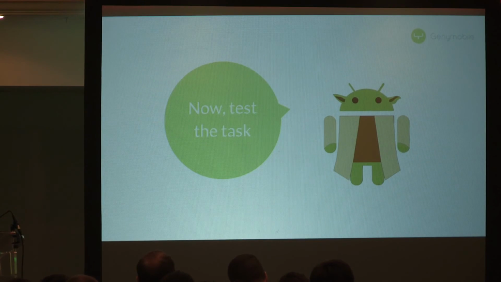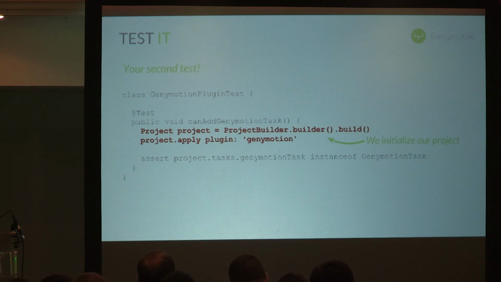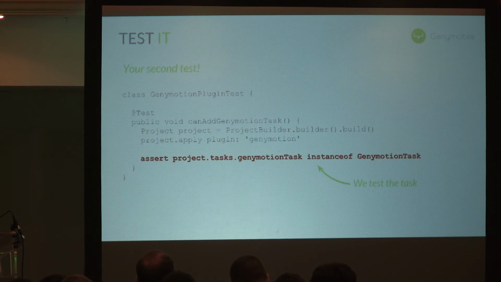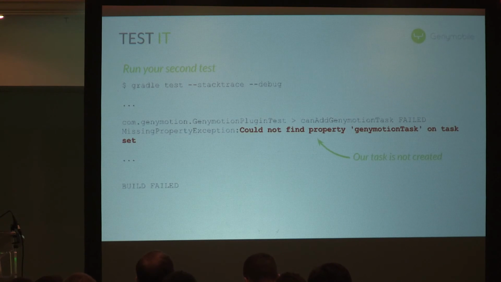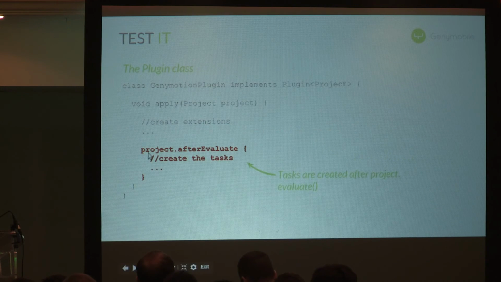But that's not enough, because this is just the extension. You also have to test that your task will be created and injected into the task graph in the right way, right? So let's see how we can do it. We stub our project like this, and we assert that the Genymotion task is the right instance. And actually, it fails. Why? Because my Genymotion task is not created in the apply function. Do you remember? The apply method is called, but I create the task in the afterEvaluate listener. And this code is called after the evaluation.